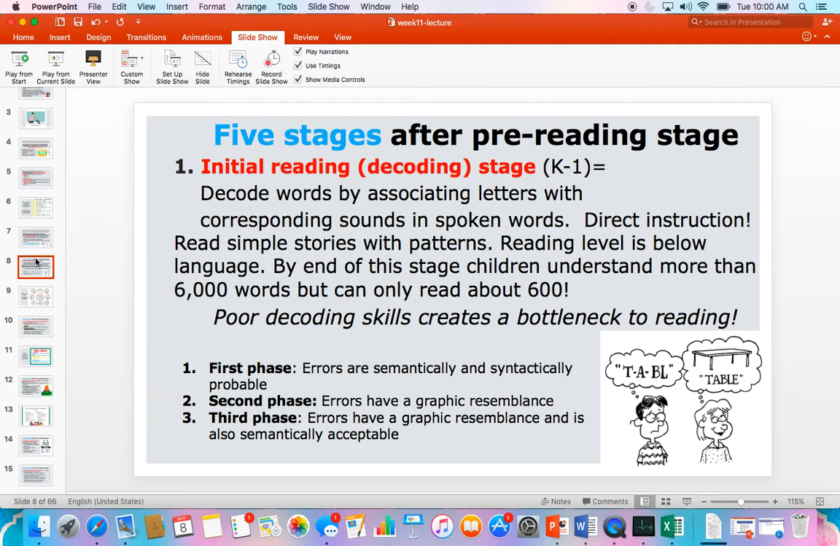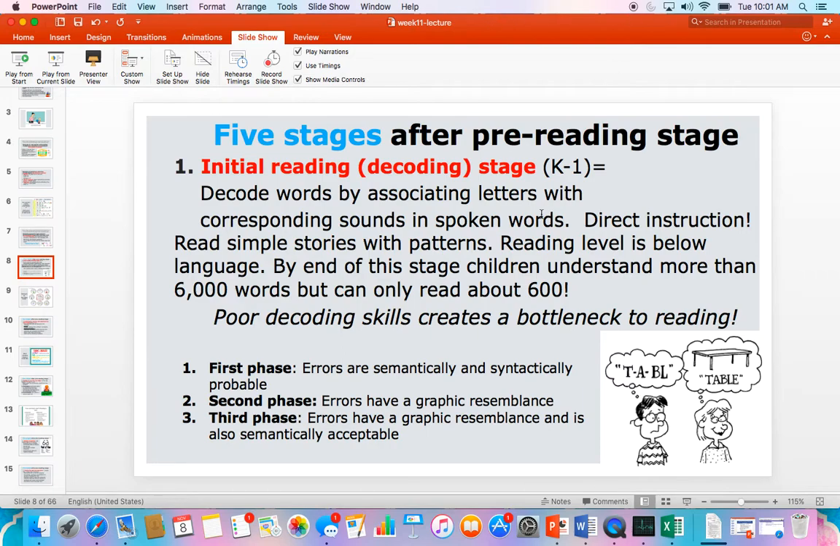Okay, so there are 5 stages that come after pre-reading, and these are reading stages. The initial reading or decoding stage is kindergarten through 1st grade, and students decode words by associating letters with corresponding sounds in spoken words. This requires direct instruction by a teacher or a parent. So they need to know that there is an association between letters and sounds. Children may read simple stories with repeating patterns, maybe rhyming words. Think Dr. Seuss. And reading level is below language, meaning that you can understand at this level 6,000 words, but you can only read about 600.